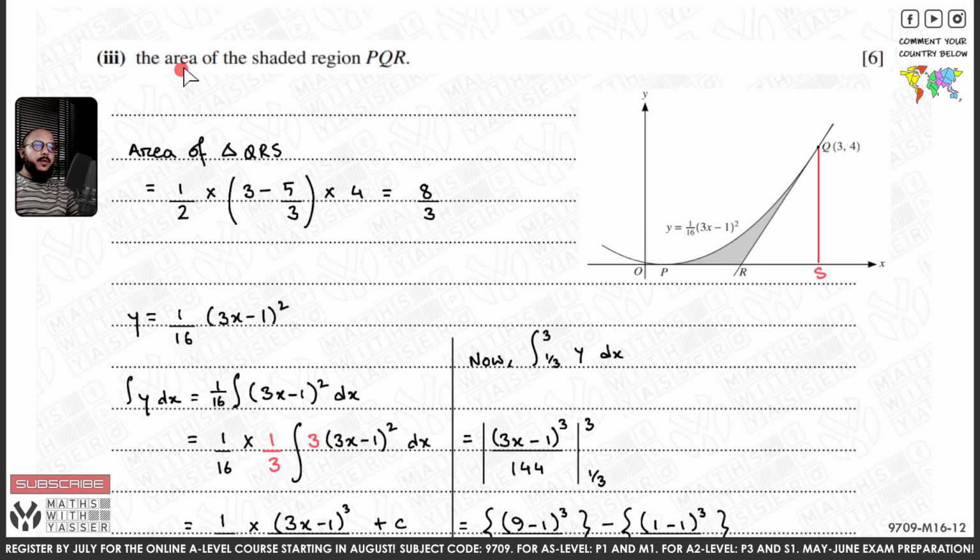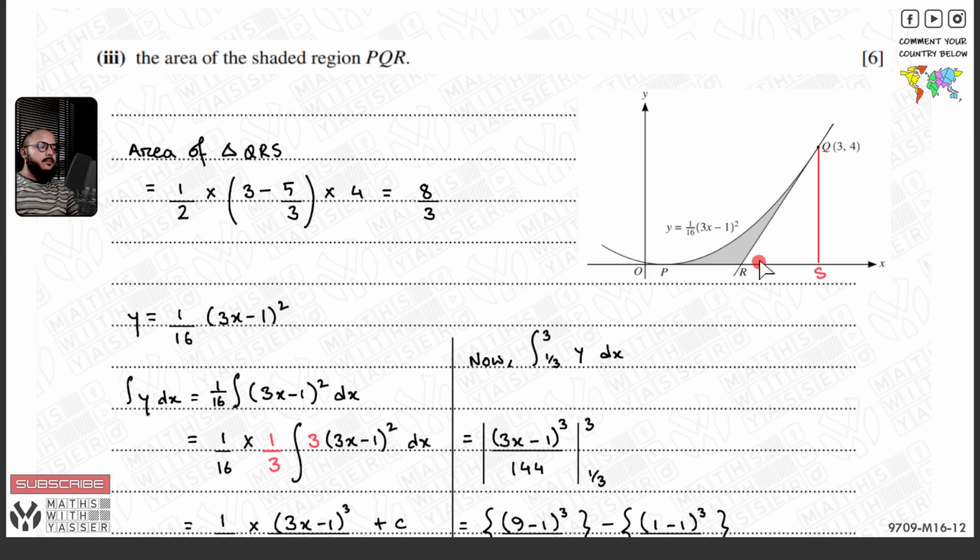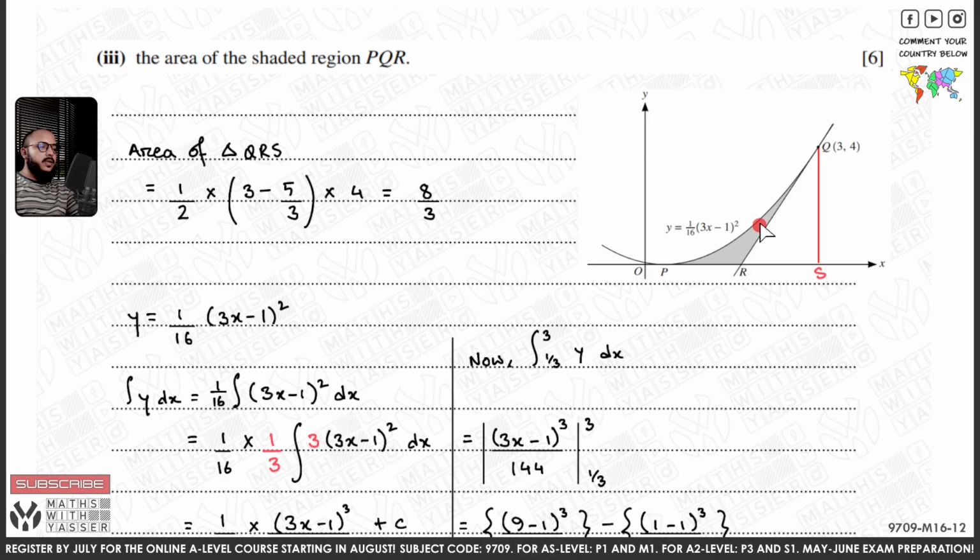In the next part of the question, we need to find the area of the shaded region PQR. So in order to do that, what we can plan is finding the area between the curve and the x-axis first. Also, we can find the area of this triangle QRS, and then we can take this area away from the area between the curve and the x-axis, which is under the curve.